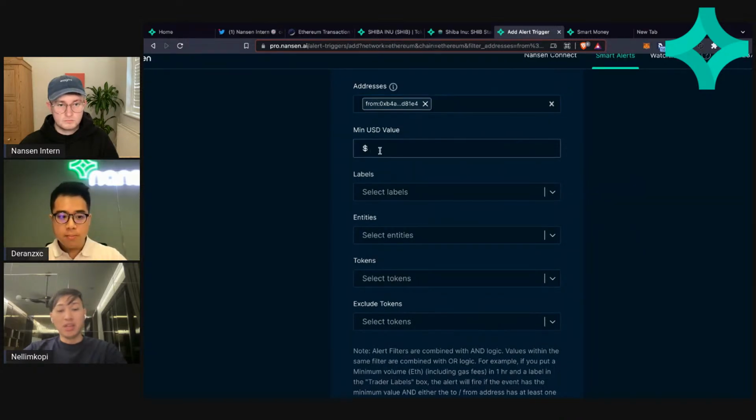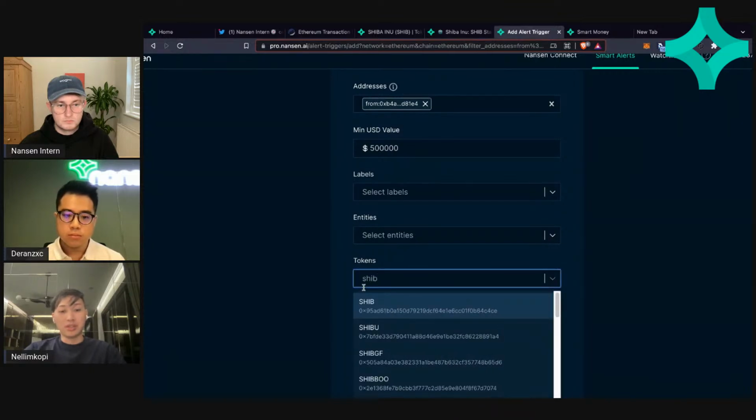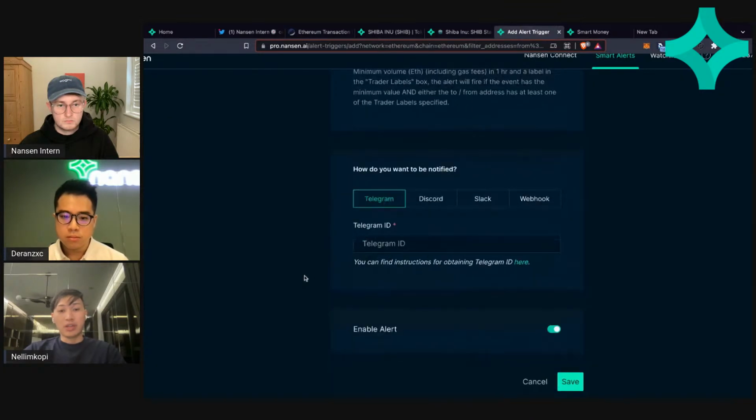So you can set up any major amount. Say, for example, I can put in anything that is worth 500,000 or more, I want to get notified. And here I can put in the token, which is Shiba. And I choose how I want to get notified: Telegram, Discord, or Slack.